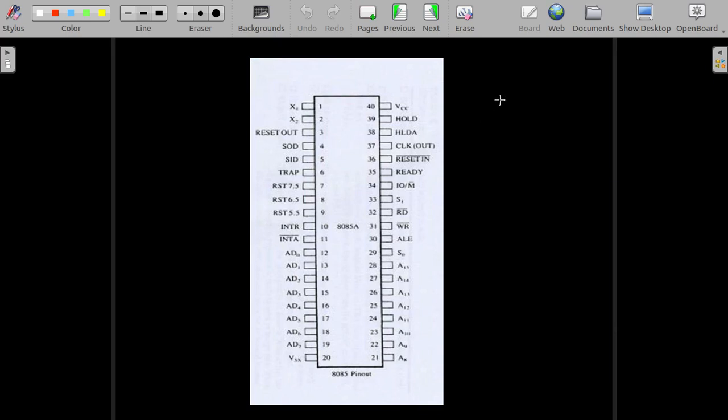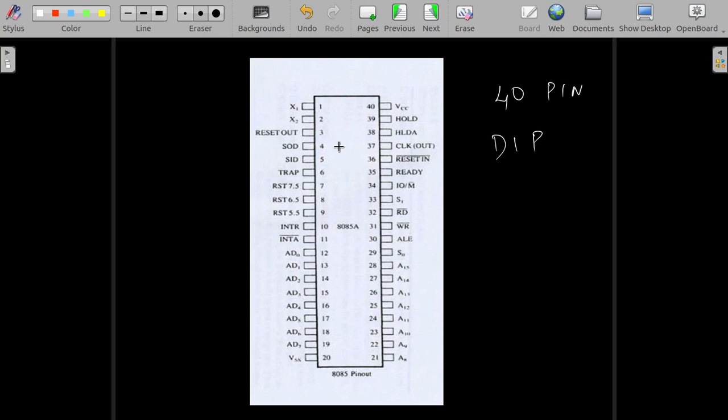The 8085 is a 40 pin DIP. DIP stands for dual inline package. What that means is that this is the structure of the 8085 processor chip, the actual physical chip. It will have 20 pins on one side and 20 pins on the other side.